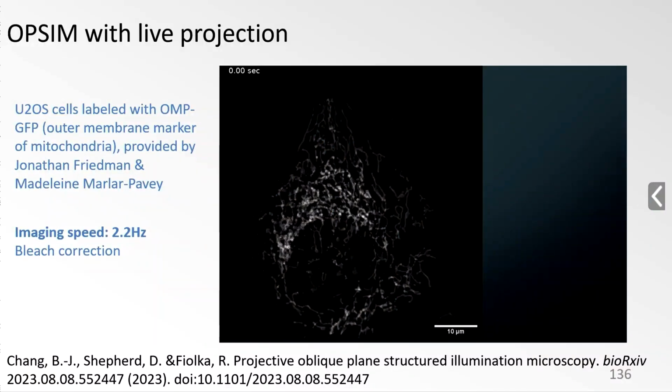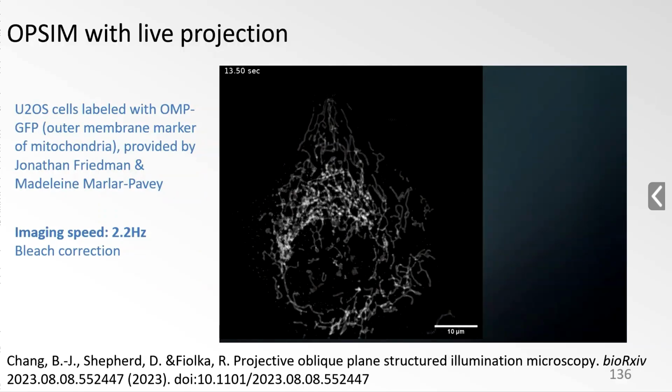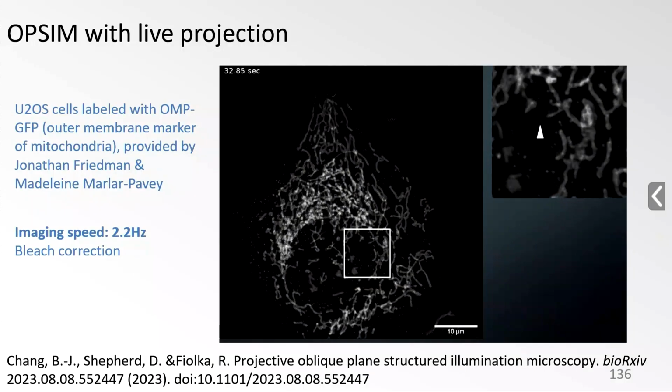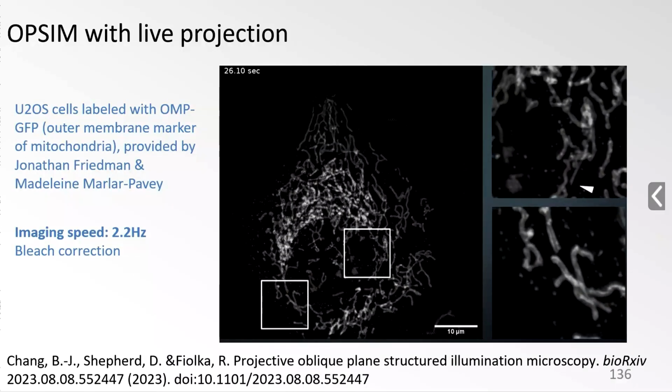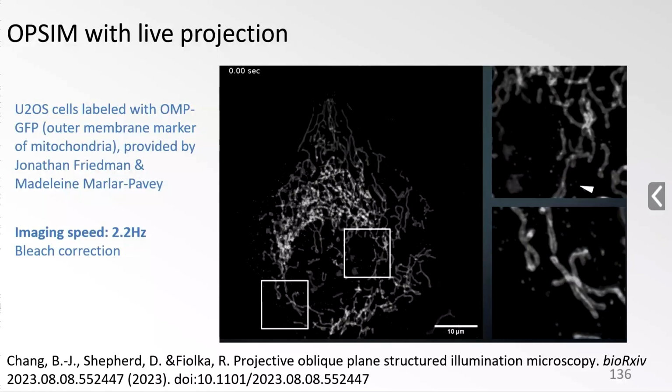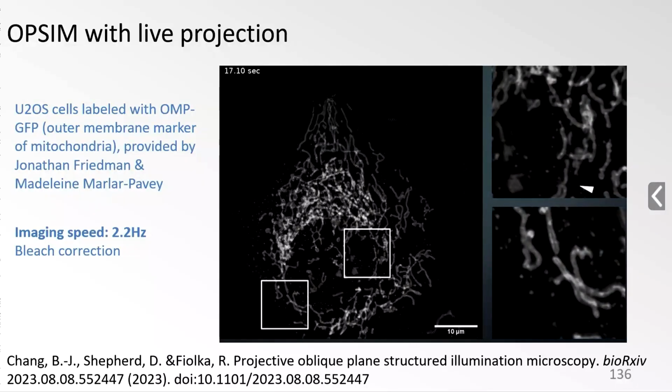And we can also do this with another example. This is the mitochondria. We imaged that with 2.2 Hertz. And I hope that you can still appreciate the resolution improvement and the fission of the mitochondria.